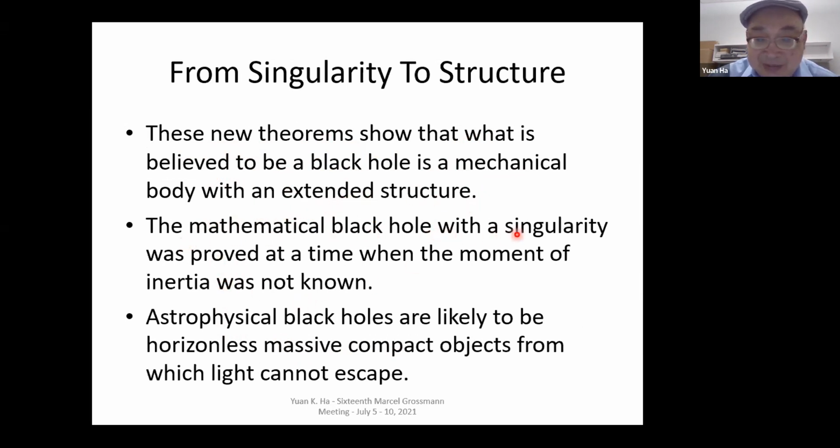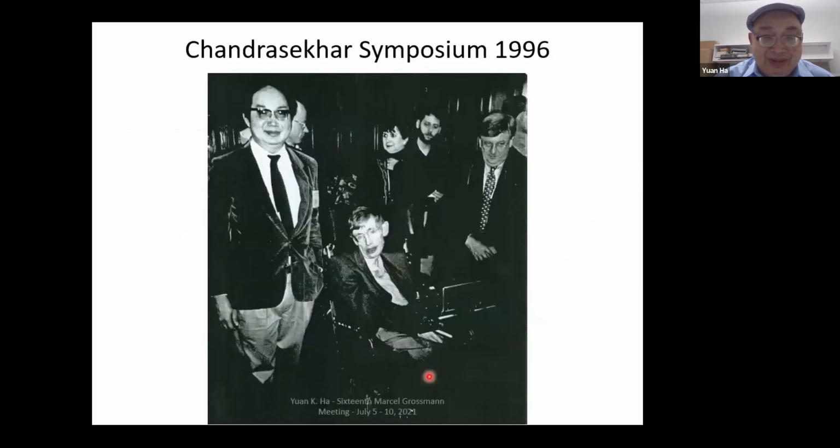The mathematical black hole with a singularity was proved at a time when the moment of inertia was not known. This was 1965. And we believe that astrophysical black holes are likely to be horizonless, massive, compact objects from which light cannot escape. So this is the end of my presentation. And finally, I have a picture of Hawking and me in a conference in 1996. Thank you so much.